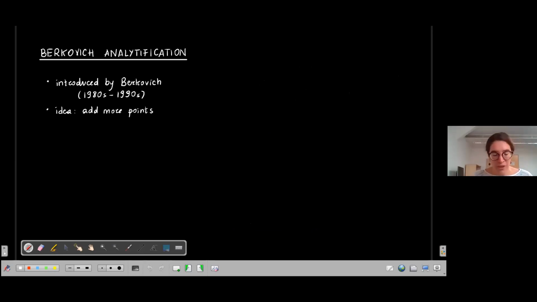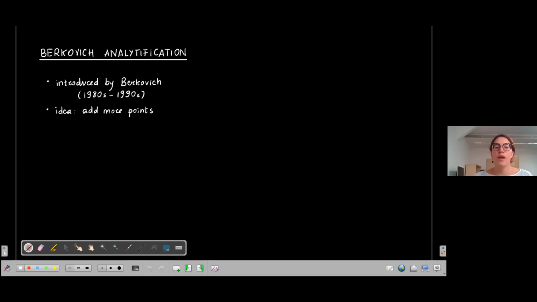So the Berkovich identification was introduced by Vladimir Berkovich. He started in the late 1980s, early 1990s. And the idea is that the kind of space that we described so far has a bad topological property: they were totally disconnected. If you remember the first picture, we have the discrete topology, but also in the non-trivial case, working out all the properties, you can prove that the space K with a non-Archimedean norm is totally disconnected.